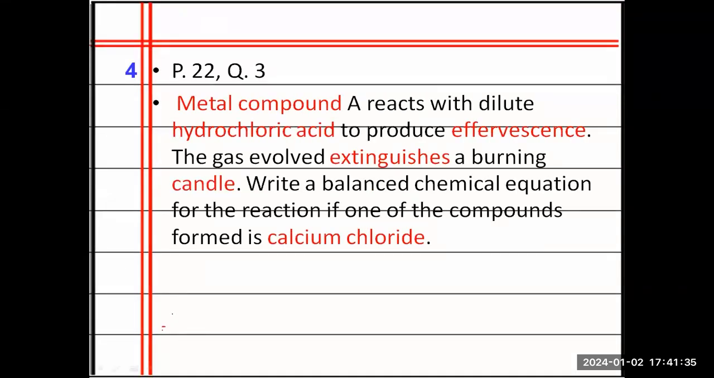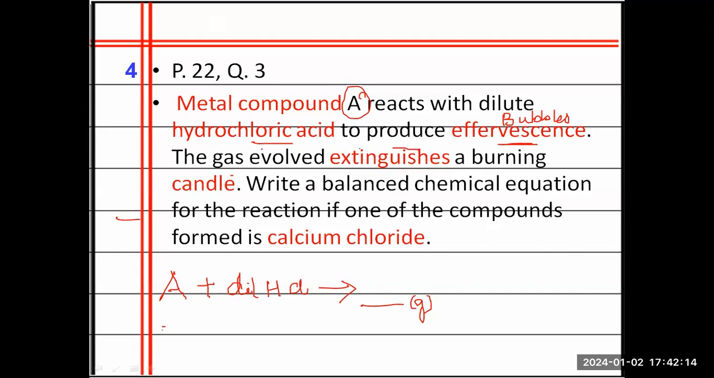So here you have the common question based on the concept. Metal compound A reacts with dilute hydrochloric acid. So we can frame the equation like this. A reacts with dilute hydrochloric acid. If you get such kind of questions in exam, go on solving them as you read it, the way I am doing. It produces effervescence. Effervescence means lot of bubbles produced, right? So it indicates some gas is produced. We don't know which one.